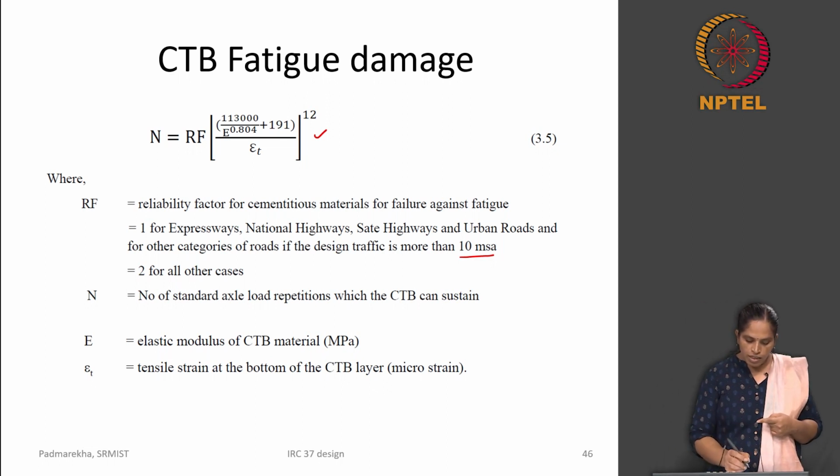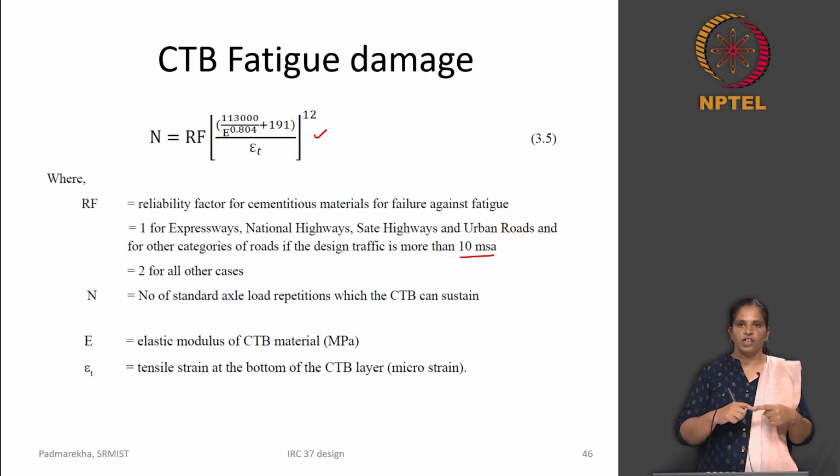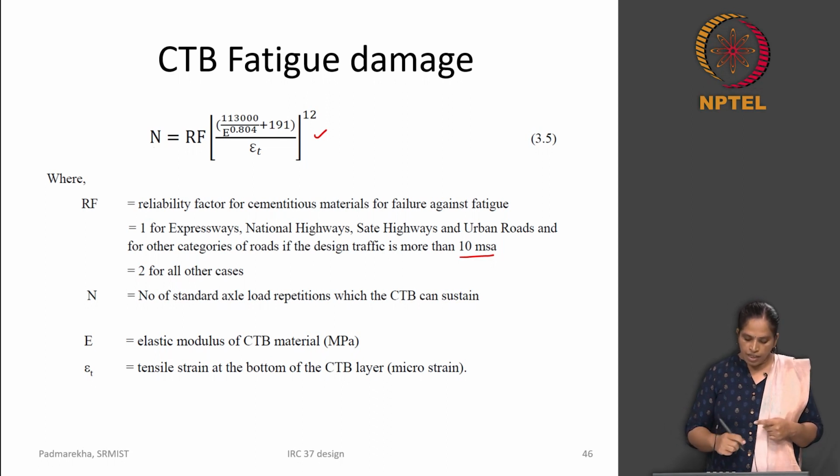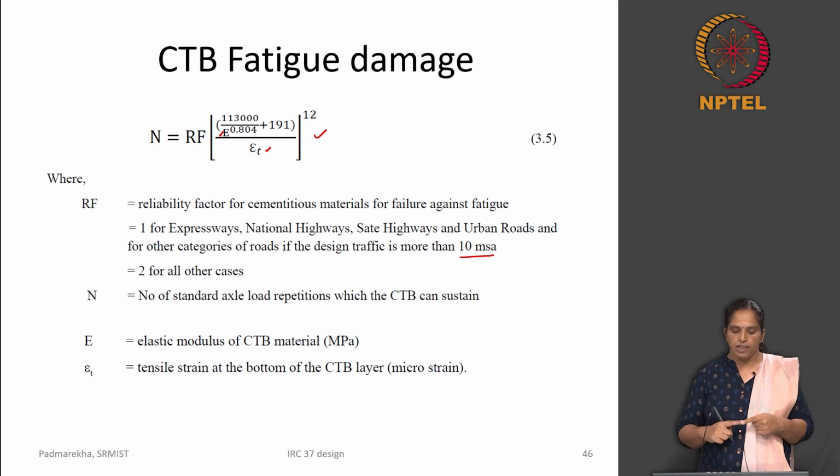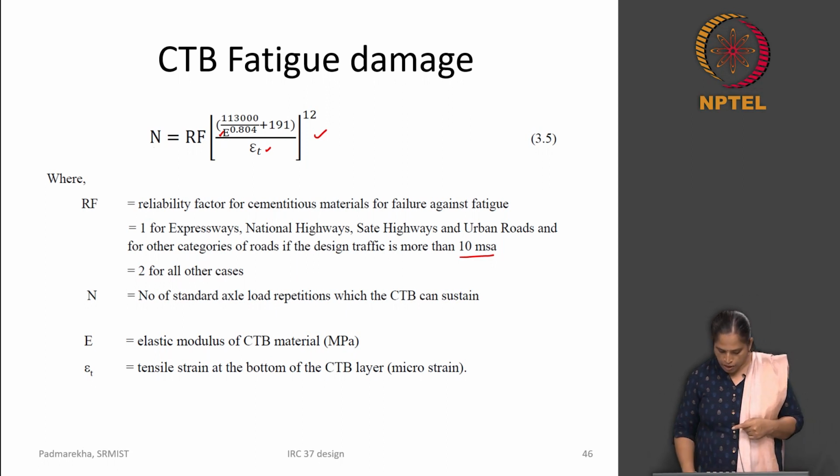So N is nothing but the number of repetitions that the cement treated base can withstand before it fails in fatigue damage. Here E is the modulus of the cement treated base and epsilon T is the strain at the bottom of the cement treated base. So this is the Australian practice.